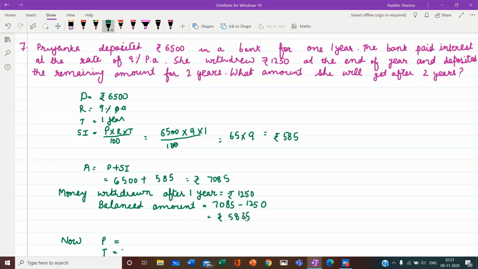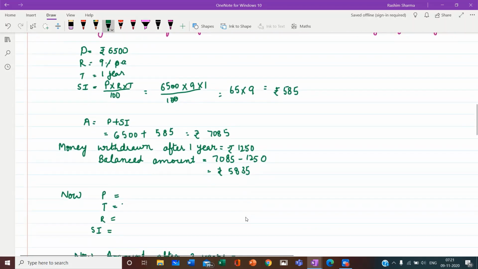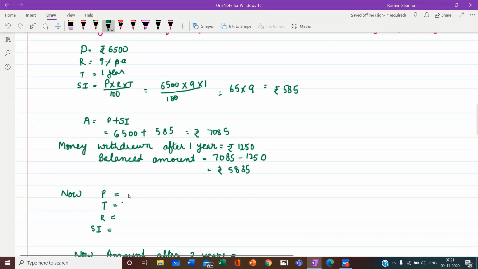Okay, now it means this is the amount she is going to deposit for the next 2 years. So it means this is the principal now. So it will become rupees 5,835 is principal. Time is now 2 years and rate of interest is the same, 9% per annum. So with the same formula, when we calculate the interest, principal 5,835 into 2 into 9 upon 100.